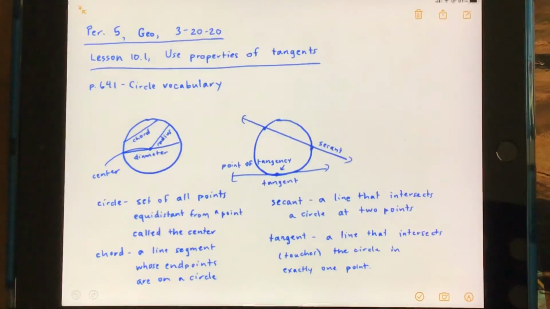Today we're going to go over our guided practice problems for lesson 10.1, use properties of tangents. We'll learn what a tangent is and then how we can solve problems using it. First, we're going to start with some circle vocabulary.